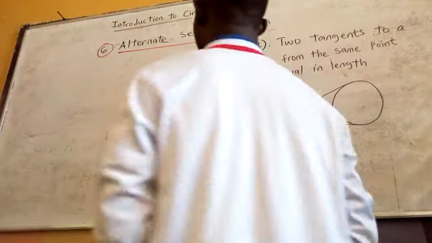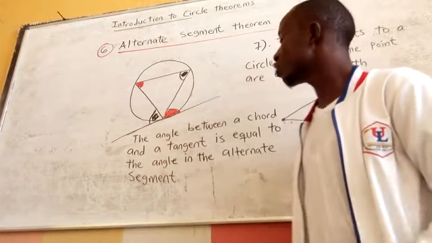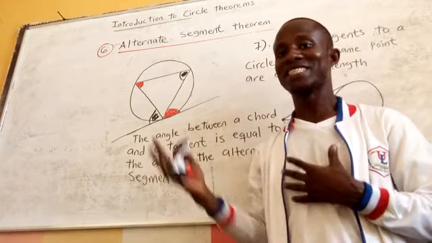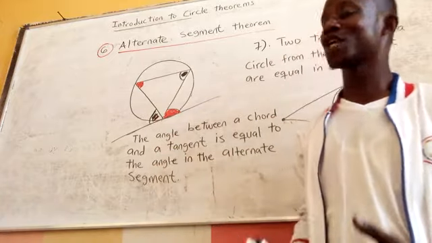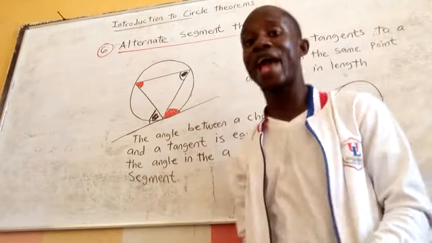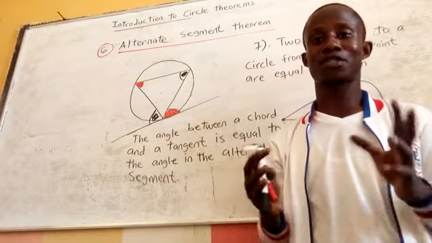So let us consider our last two theorems. Let us see theorem 6. Theorem 6 is one of the most powerful circle theorems. This is my favorite theorem. It is referred to as the alternate segment theorem. Now, I will tell you the easier way to identify the alternate segment theorem.